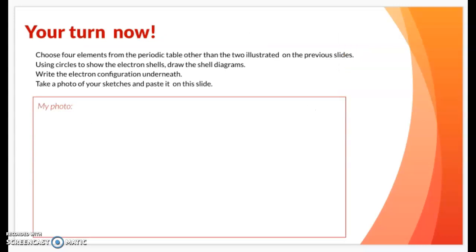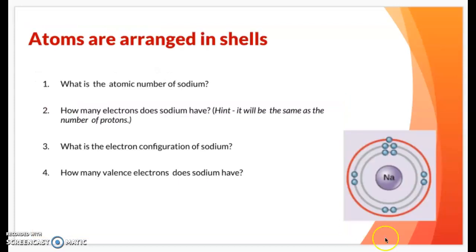And then you've now got to actually pick 4 elements from the periodic table, other than the ones we've done before. Use circles to show the electron shells, put the electron configuration underneath, and just put that here. So it should be very similar to these diagrams here, but have the electron configuration on the bottom, okay?